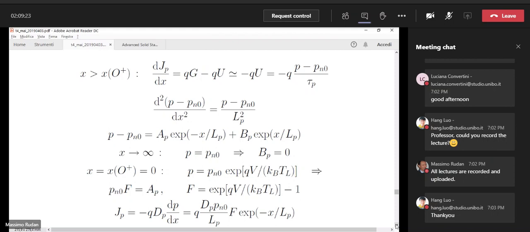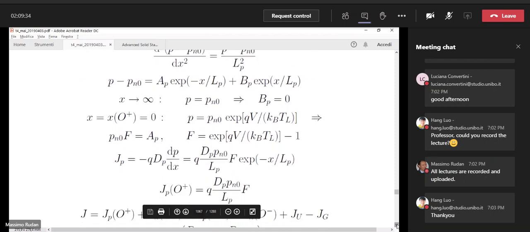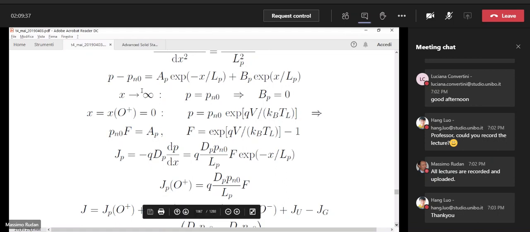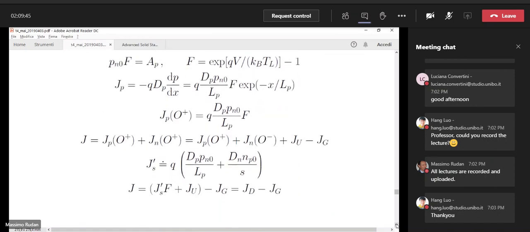In this case, there are only two constants in the differential equation, AP and PB. We do have an asymptotic condition. So this theory is exactly identical to that of the standard p-n junction. And what we eventually find is that Jp at 0 plus is equal to the standard expression q Dp pn0 over Lp times F.